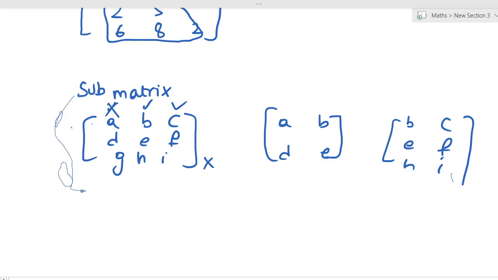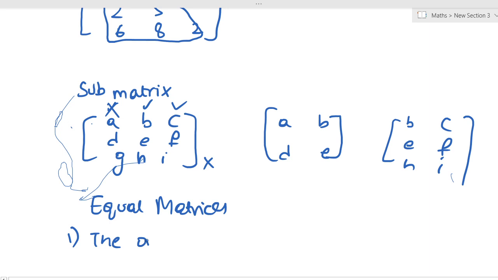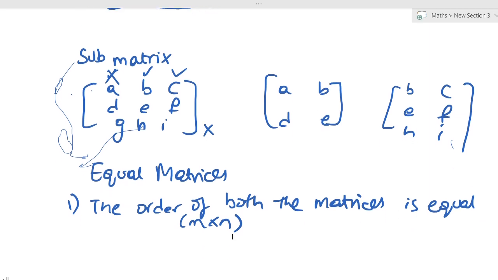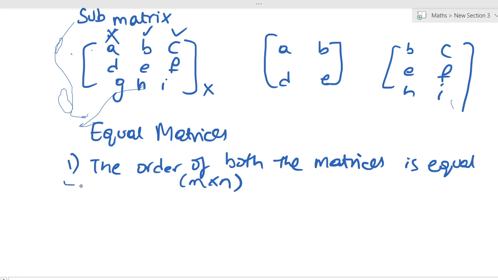So students, next comes equal matrices. Two matrices are called equal matrices when the order of both the matrices is the same. What is order? Order is nothing but m by n. So the number of rows and number of columns in both the matrices are equal.